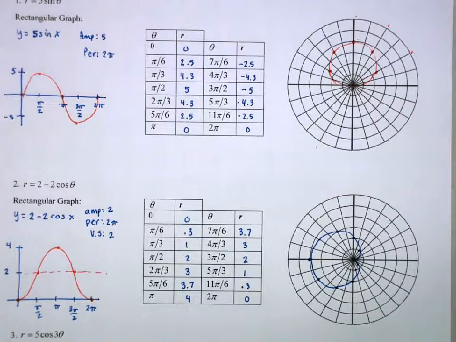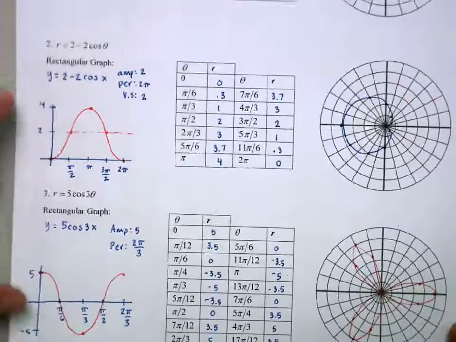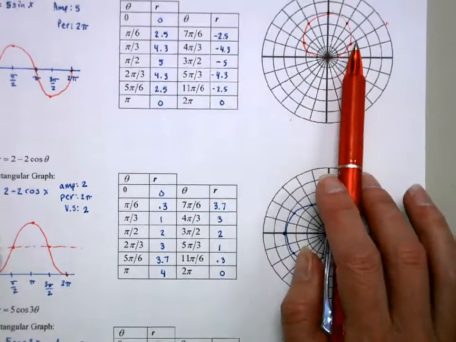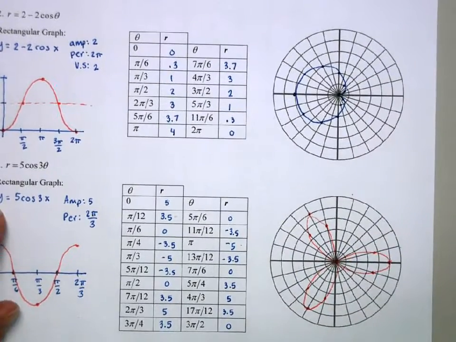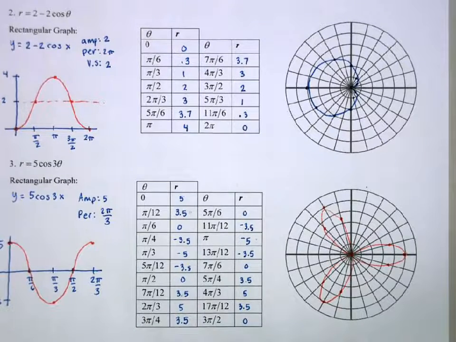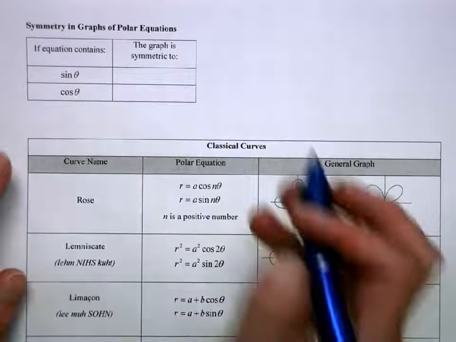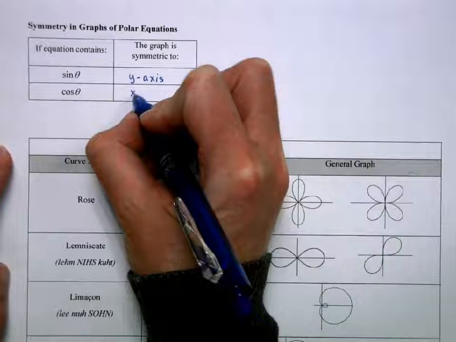The next thing I want to talk about is the symmetry that appeared in these three graphs. My first one had a sine, and my next two had cosine. This one was symmetric to our y-axis. These two were both symmetric to the x-axis, and that's not an accident. Cosine is always going to be symmetric to the x-axis, and sine is going to be symmetric to the y-axis.